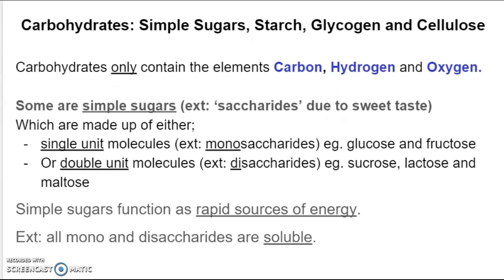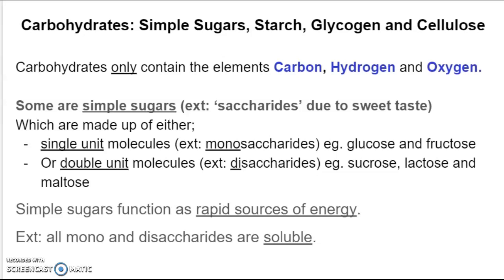Carbohydrates can be divided into the simple ones and the more complicated ones. Carbohydrates only contain carbon, hydrogen, and oxygen, and some of them are simple. These are the ones that taste sweet, the simple sugars, and they usually have the word saccharide, meaning sweet tasting. They're generally made up of a single unit or a double unit. These are the ones you'd need if you're doing lots of exercise and have lots of Lucozade or something sugary, which gives you a rapid source of energy.